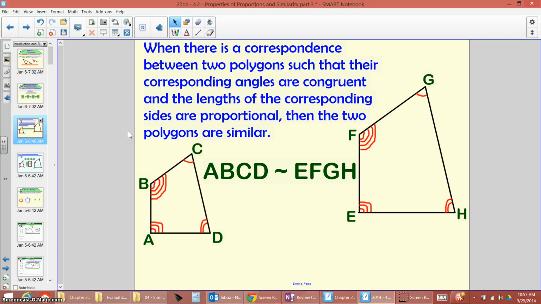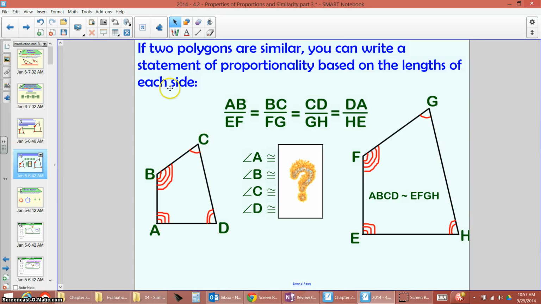This gives us a lot of math to be able to work on. We can go both ways. If I tell you that they're similar, you know the angles are congruent. But if I tell you the angles are congruent, then you can tell me that they're similar. So if I look here, the 2 polygons are similar. You can write a statement of proportionality based on the length of each side. So I have here that they're similar. I'm telling you right here, A, B, C, D, and E, F, G, H are similar.